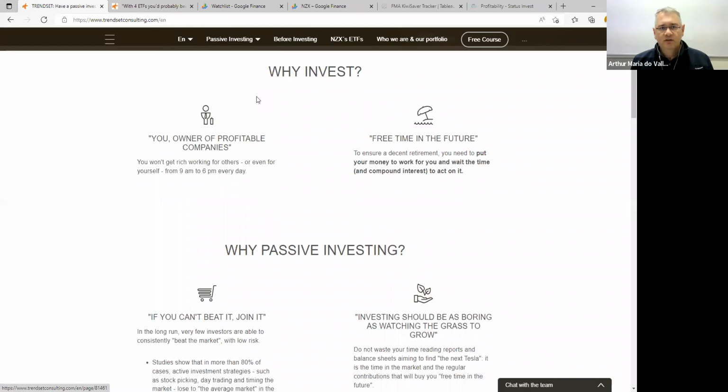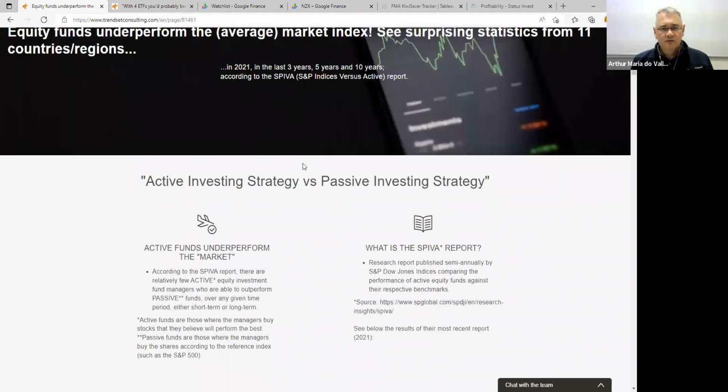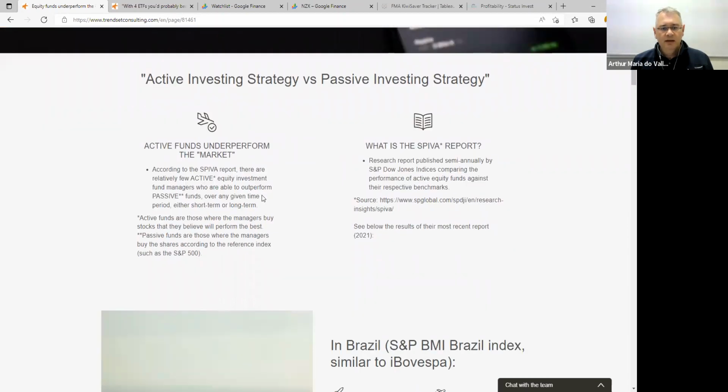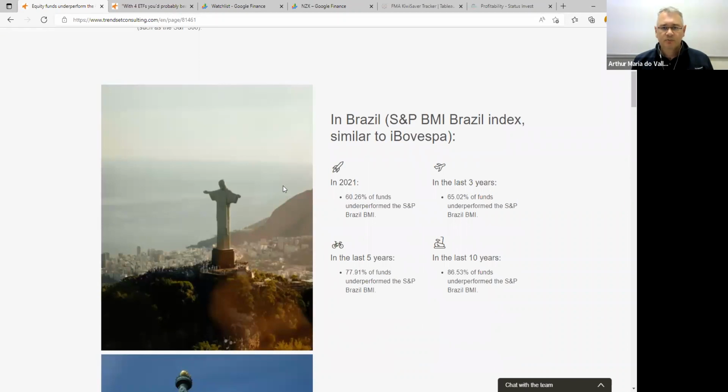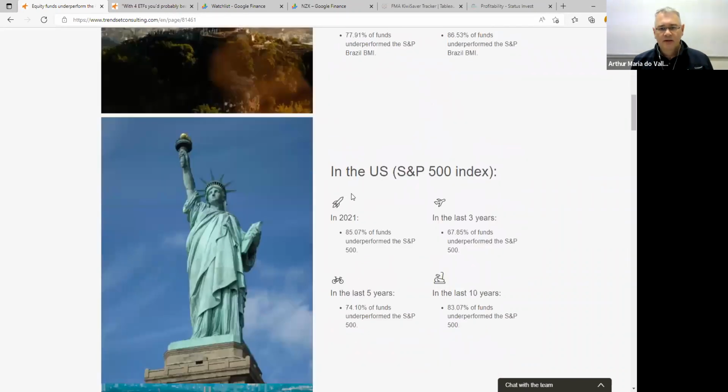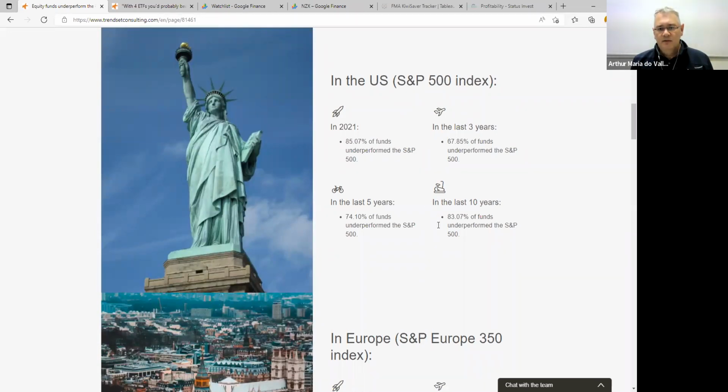So if you go here, you can see a report that we have every single semester. And this is the end of 2021, saying how the fund managers performed against the index that they are benchmarking. For example, let's say US. In US, if you take the last 10 years, 83% of the funds in the US underperformed the S&P 500. So it means that just 17% of the fund managers actually beat the US market over there. And the figures are not different if you take shorter periods here.